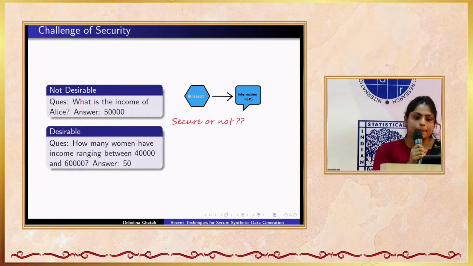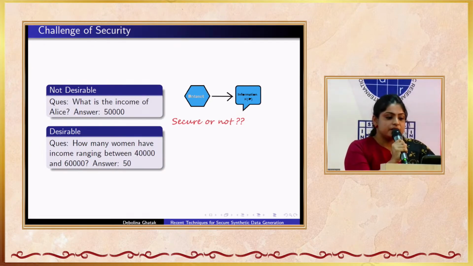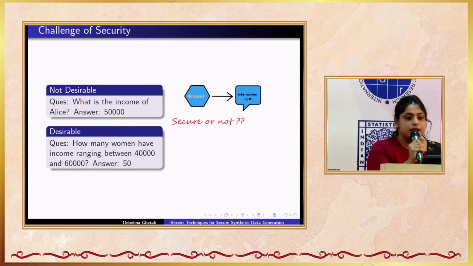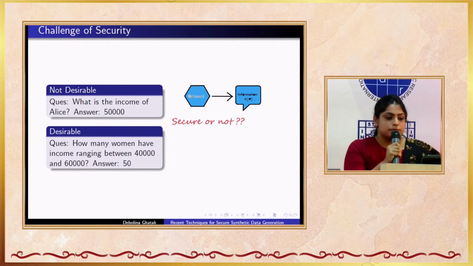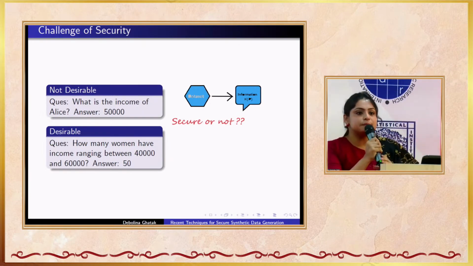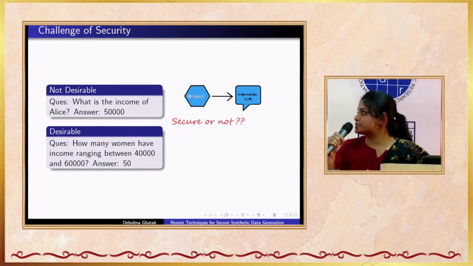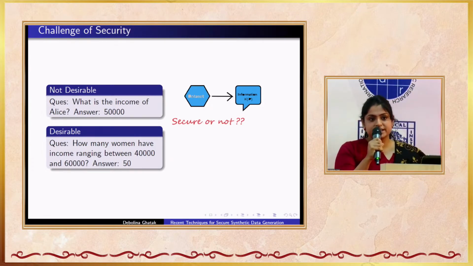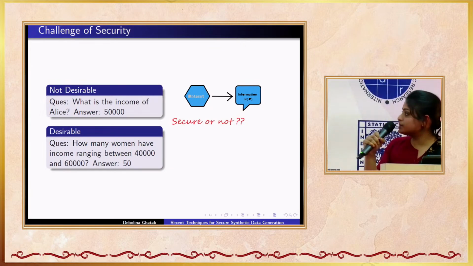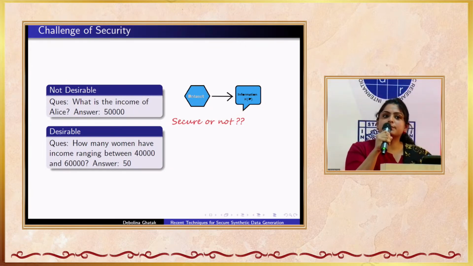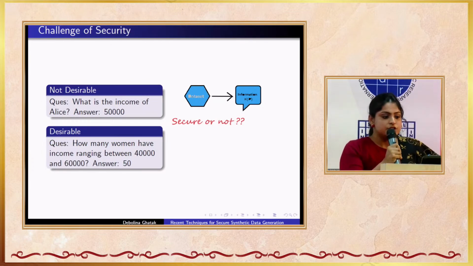Whenever some raw data set gets released in public, these kinds of security questions may arise. Now, what is desirable and what is not desirable in this situation? For a statistician or an industrial person who is trying to find out some statistical information from the released data, what is desirable to them is the statistical information, right?